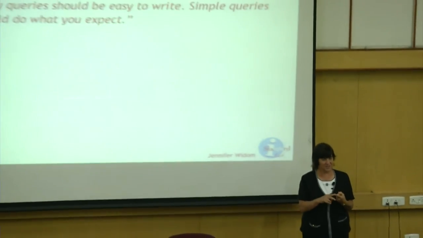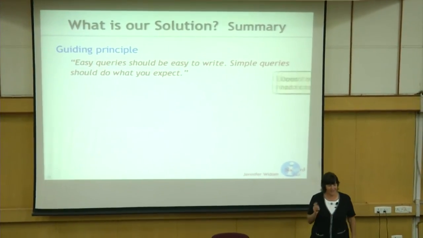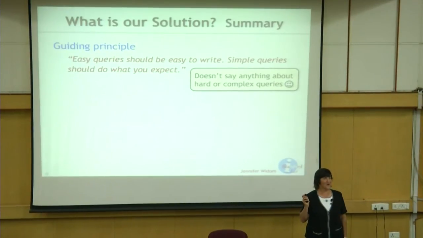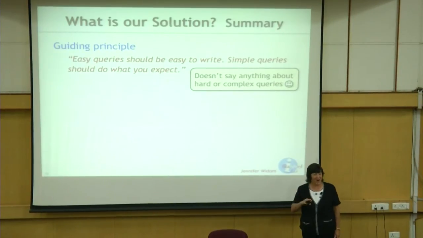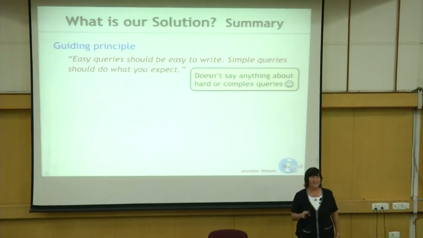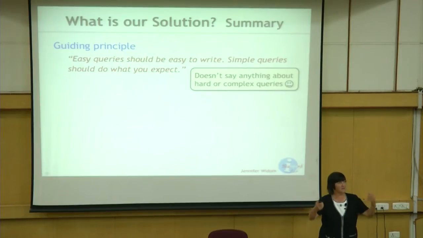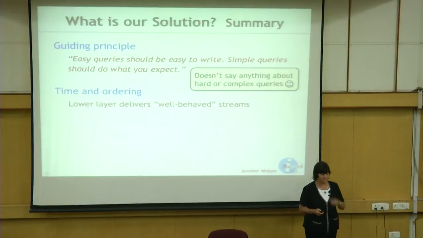So we had a guiding principle for the query language development, which is that easy queries should be easy to write, and we think we succeeded with that, and simple queries should do what you expect. Interestingly, it doesn't say anything about hard or complex queries. It doesn't say that hard ones should be easy to write. It doesn't say that complex ones should do what you expect. We definitely defined a real semantics for the language, but it was not necessarily that easy to use when you got to the more difficult and complex queries.